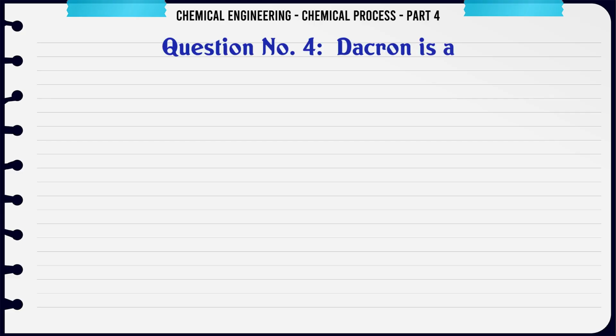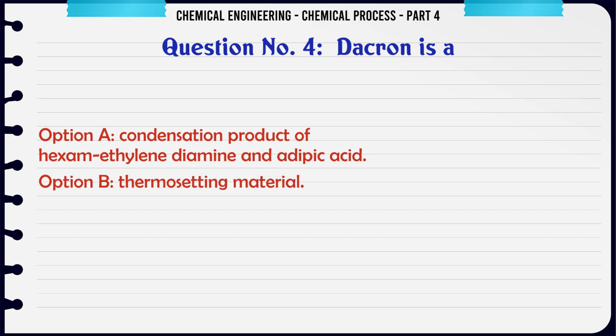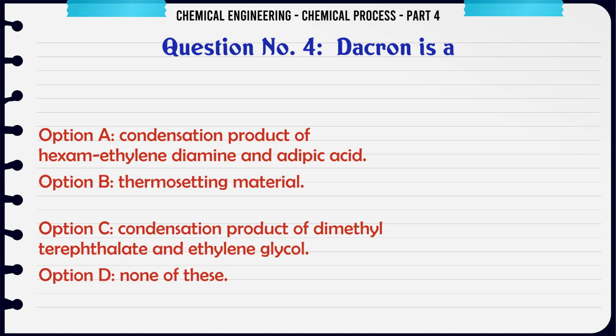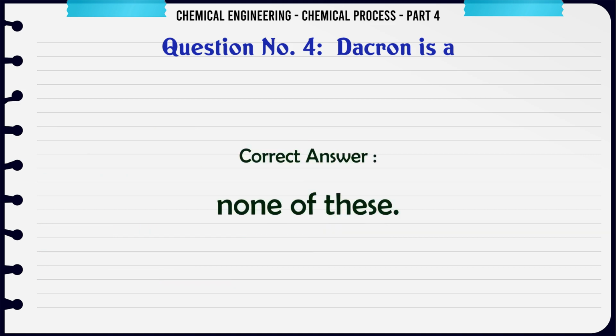Dacron is A. Condensation product of hexamethylene diamine and adipic acid, B. Thermosetting material, C. Condensation product of dimethyl terephthalate and ethylene glycol, D. None of these. The correct answer is none of these.